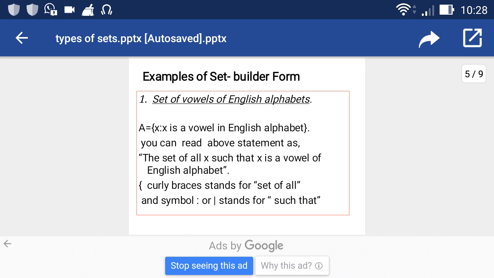You can read this statement as: curly braces stand for "set of all" and colon represents "such that". So you can read this as the set of all x such that x is a vowel of English alphabets.